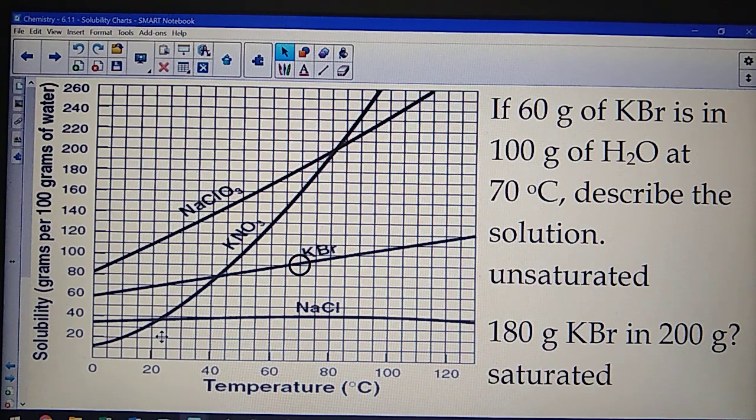Well, we just talked about the fact that at 70 degrees Celsius, potassium bromide has a solubility of about 90 grams per 100 grams. If I try to dissolve in only 60 grams of solute, that's less than my 90, the solution could dissolve more, it'd be unsaturated. However, if I try to dissolve in 90 grams into 100 grams, that's called saturated. So if I double the amount of solvent, I could also therefore double the amount of solute. 180 to 200 is the same ratio as 90 to 100, so that is a saturated solution.